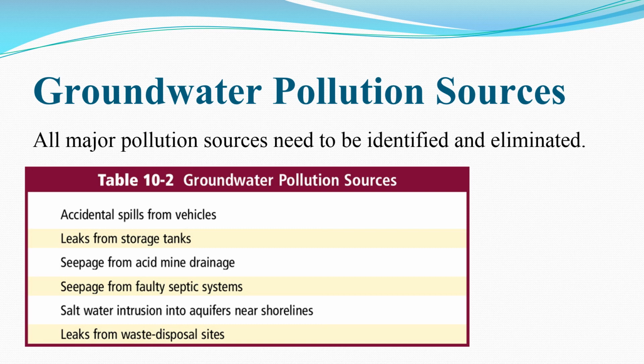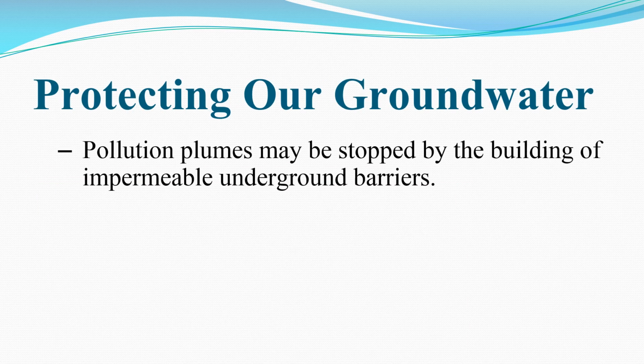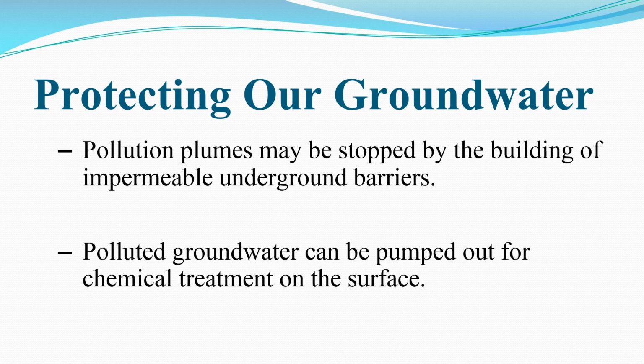So, of course, here is a part of your book, groundwater pollution sources. All major pollution sources need to be identified and eliminated. So if you smell something in your backyard and it smells stinky, let somebody know. We have to protect our groundwater. Pollution plumes may be stopped by building impermeable underground barriers. Polluted groundwater can be pumped out, and we can treat it chemically.